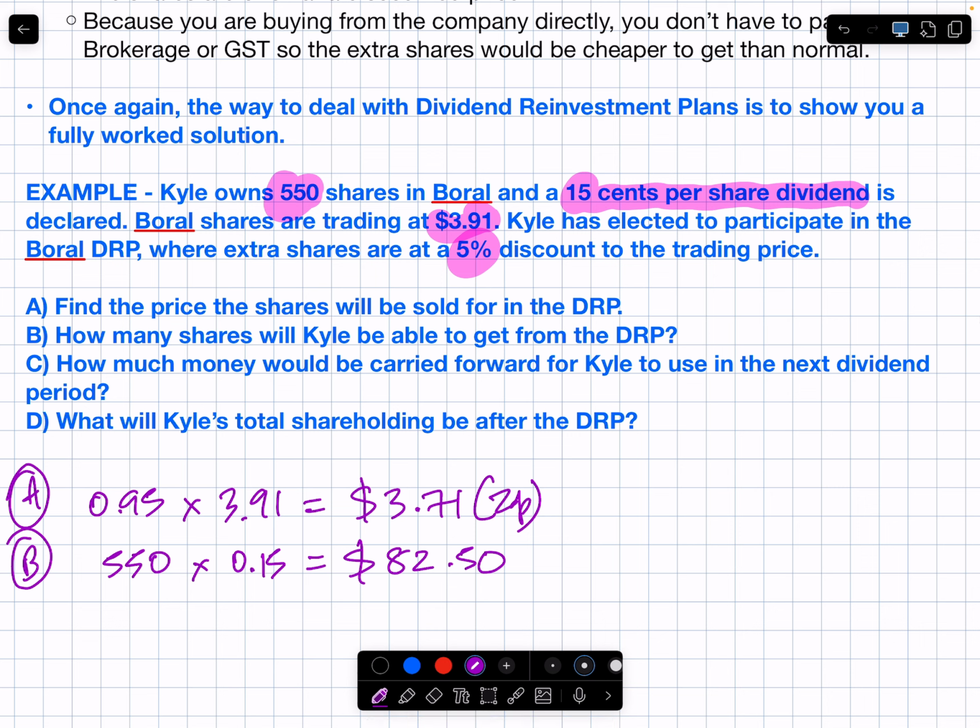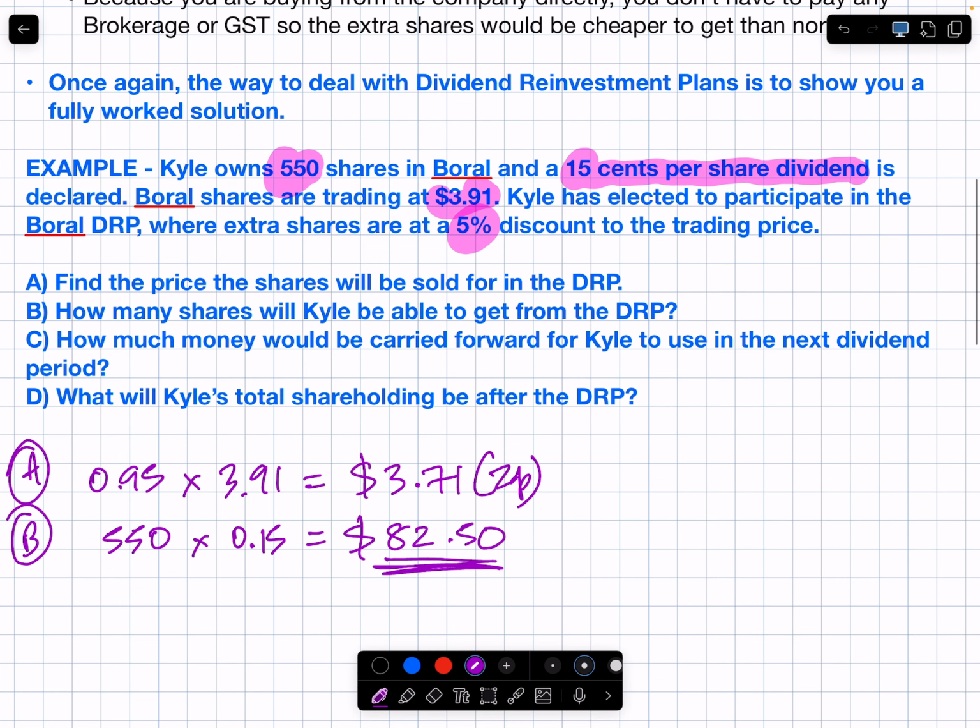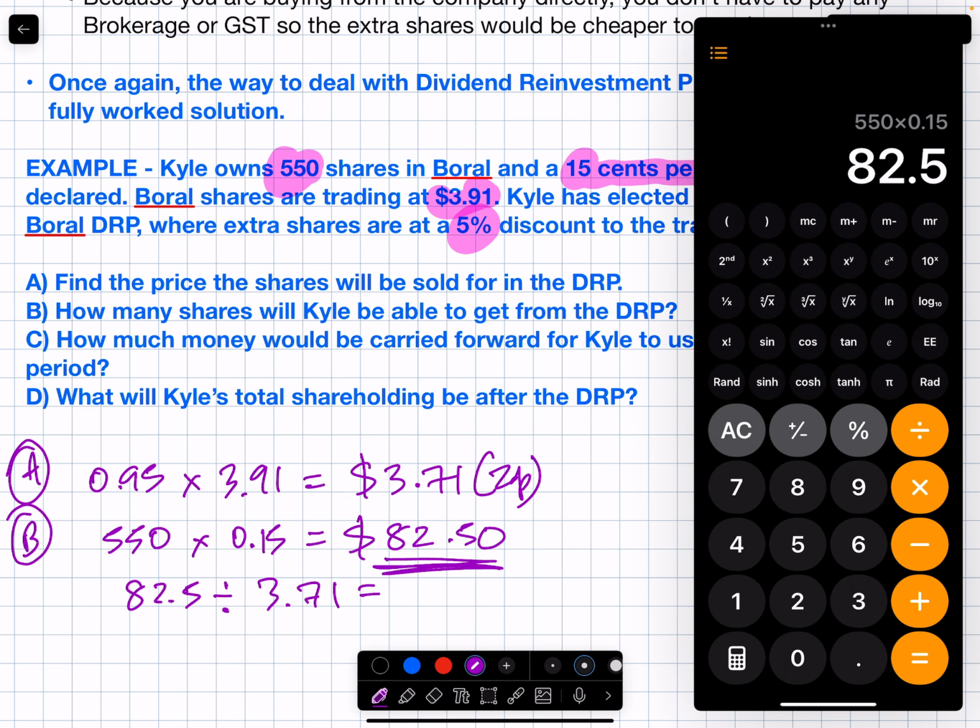I'm not done yet. I haven't answered B yet. How many shares will Kyle be able to get from the DRP? What could I do with this number to work out how many they could afford? Good. How many times is $3.71 going to go into $82.50? 82.5 divided by $3.71 equals 22.24.